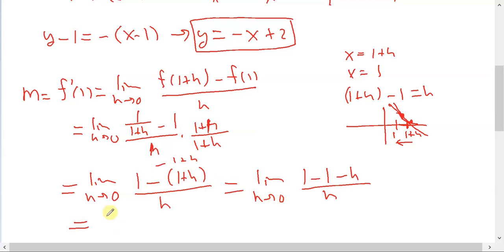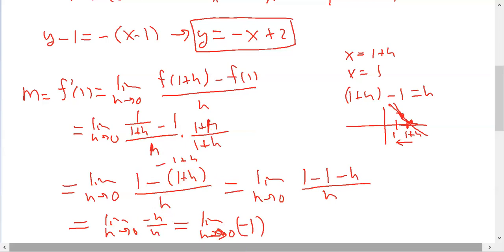Well, the 1's cancel. I get the limit as h goes to 0 of minus h over h. Well, I can cancel that as well. The limit as h goes to 0 of simply minus 1. Now if there's no more algebra to do, I can take this limit. Well, it's a constant, and the limit of that constant is minus 1. So I still get my slope to be minus 1. Very similar manipulations. There's a little bit different result here towards the end where I had that parenthesis.